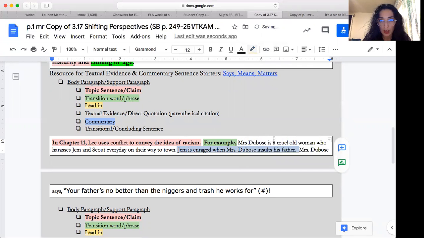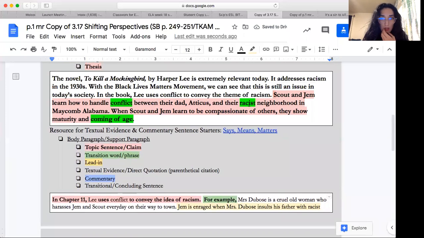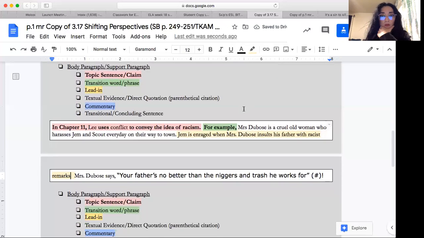If I wanted to add to it, I could say with racist remarks. And now that connects to my theme a little bit more. And it connects to my topic sentence a little more. You don't have to, but it's just things you can do to help make your ideas more clear. And then finally, I have some commentary and my concluding sentence.